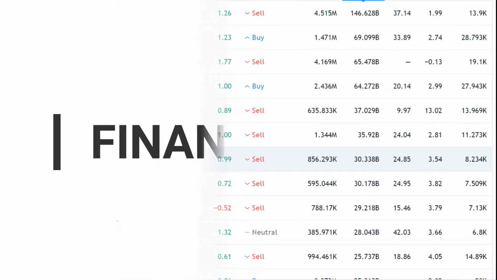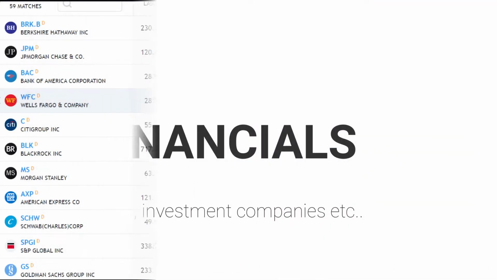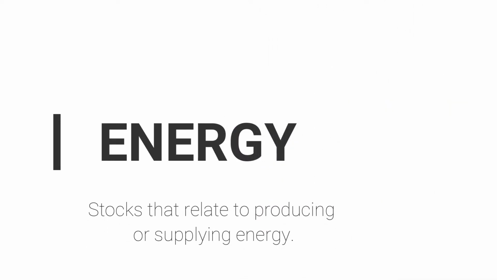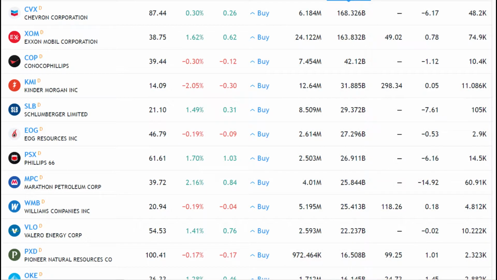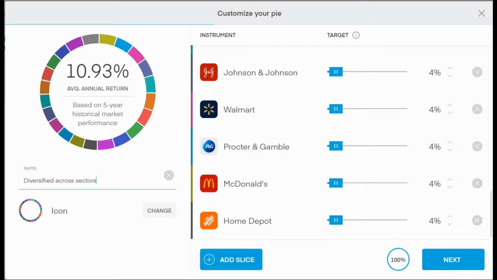Then we go to financials, which is banks, investment companies, etc. So we've got JP Morgan, we've got Wells Fargo, Citigroup, and American Express. Then we go to energy, so stocks related to producing or supplying energy. We've got Chevron and Exxon. We also have Phillips 66 in here, and you get the kind of idea of what other stocks would be in here. So what we're going to do now, guys, is quickly go over and build a quick portfolio which would be diversified in each of these sectors.